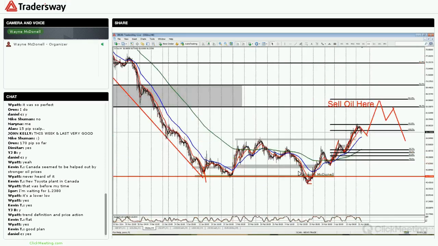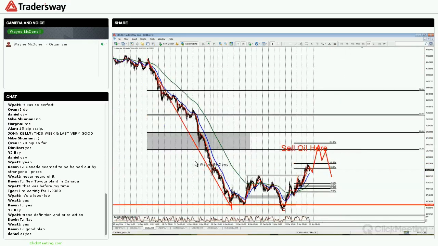Now, the interesting thing is that plan wasn't several weeks ago. That plan was several months ago. We were talking about that in December. We were talking about it retracing to 65 in December. It's almost May. Cool. Right on.